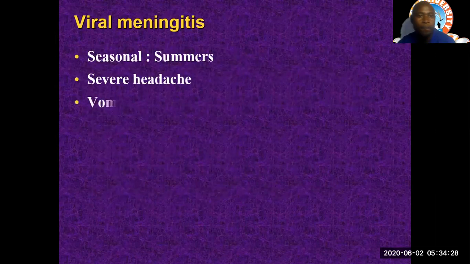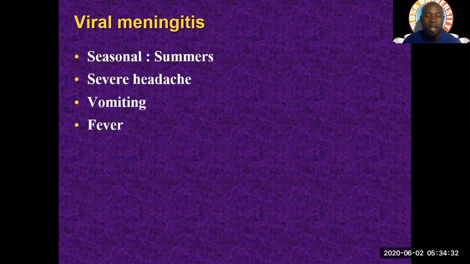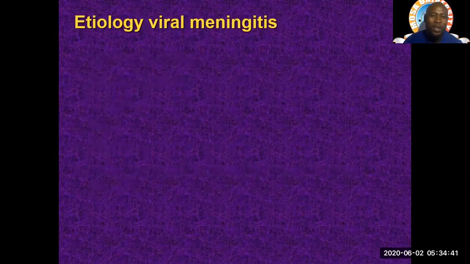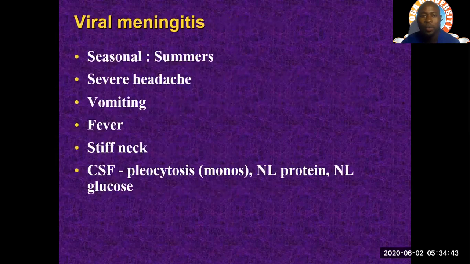Let us look at another type of meningitis, which is viral meningitis. Viral meningitis is very seasonal and becomes more common in summers. These patients will present mostly with a severe headache. They also present with vomiting. Some present with fever, so we know there is the presence of infection. There will be stiff neck.